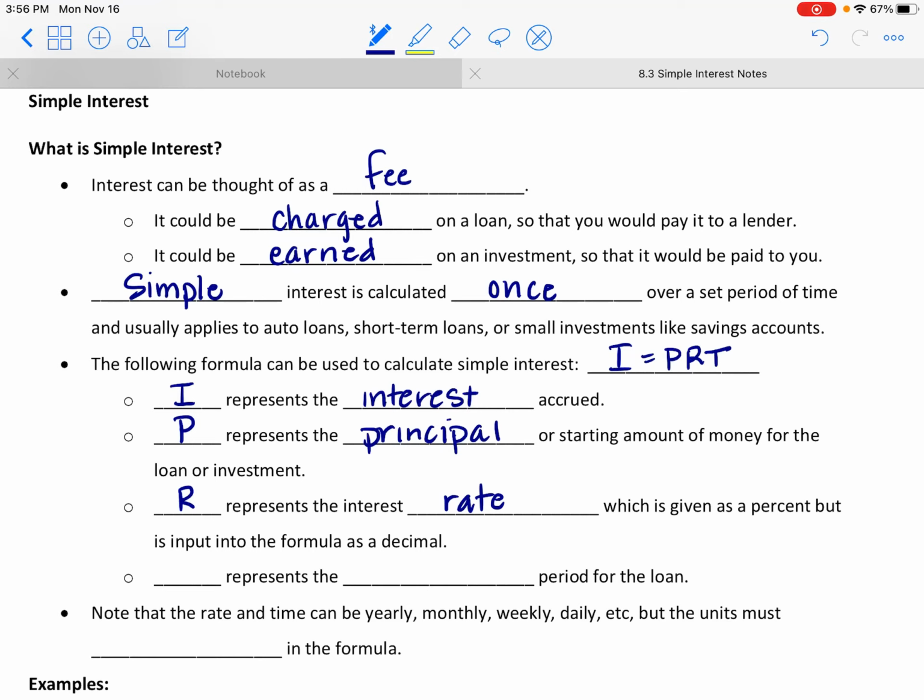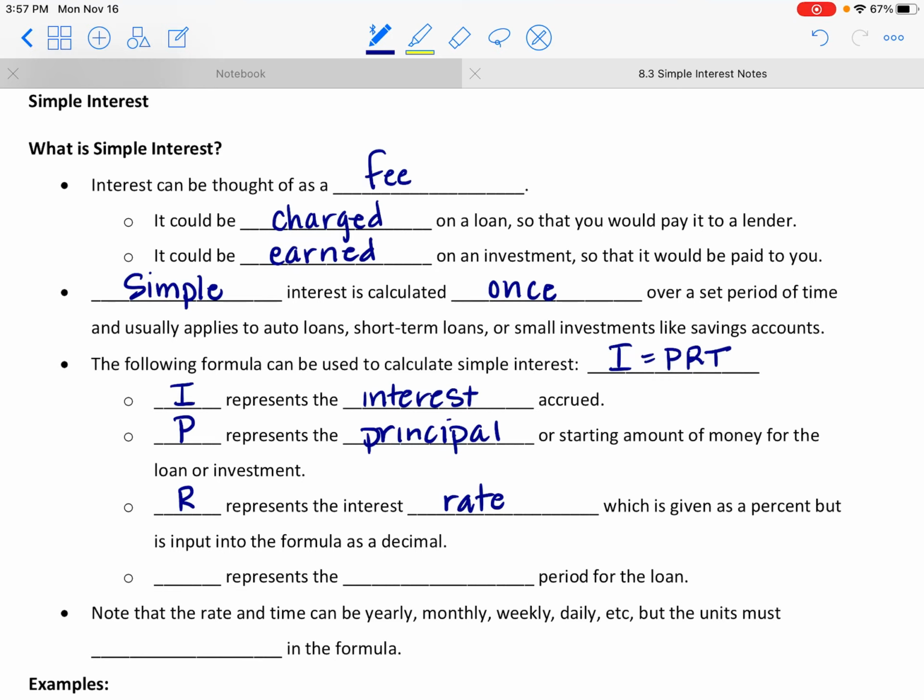And rate is always given as a percent, but the percent is just a translation of the fraction or decimal form. So we have to take the percent that we're given and input it as a fraction or a decimal into our formula. Okay, so we know how to convert from percents to decimals, so that's good.